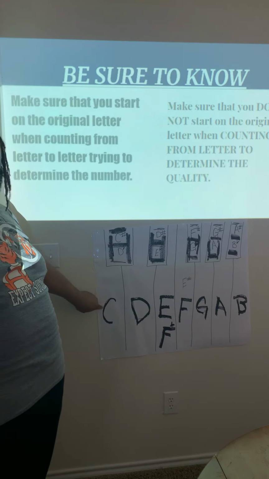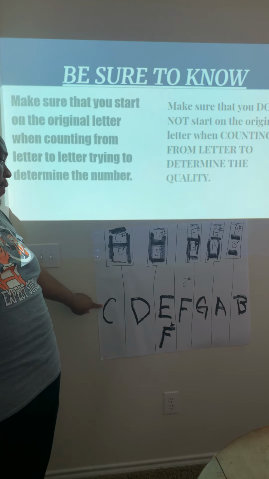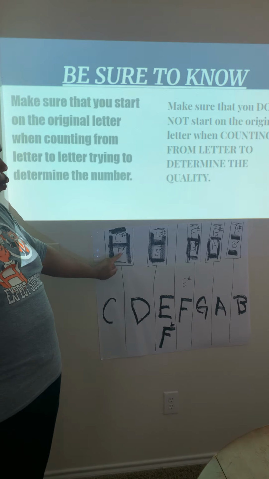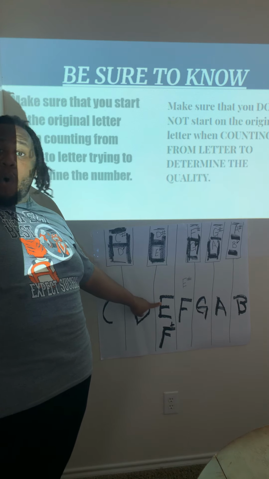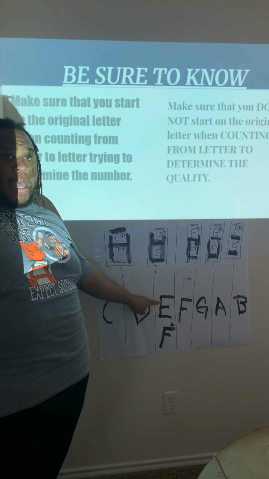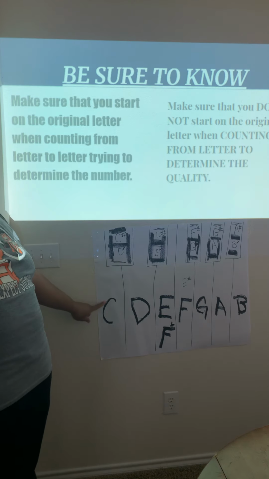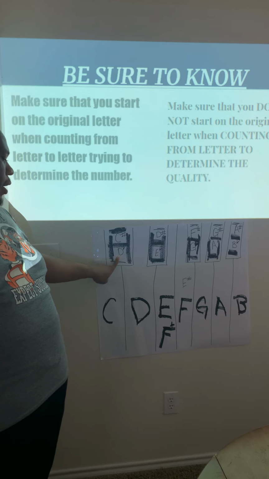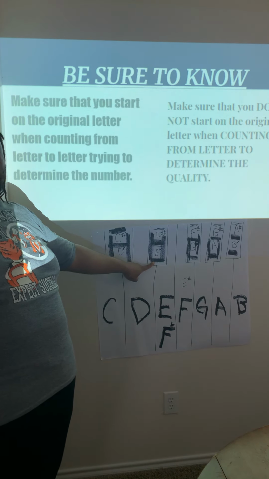I am not going to start counting, although my original letter is C, I am not going to start counting on this C. I'm going to go to the next step because we're counting half steps now. 1, 2, 3, 4. Okay? Let's say someone said count 3 half steps from C. Okay? From C. Do not start on C though. 1, 2, 3. Okay? And that's E flat.